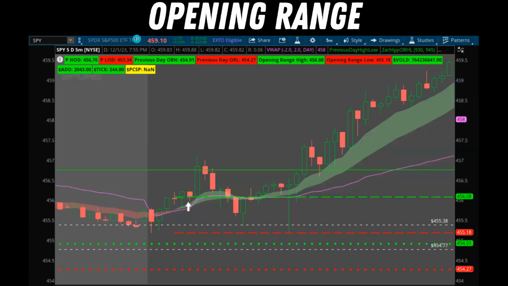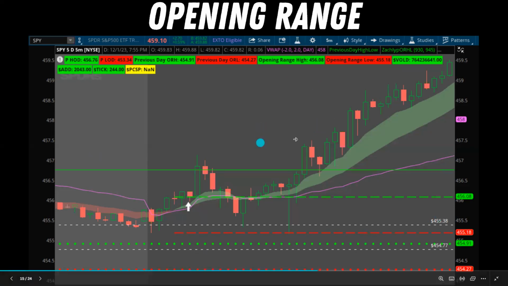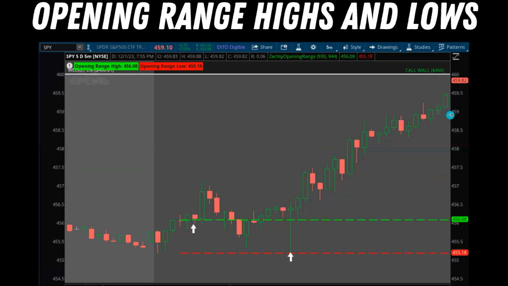Now, let's get into the video and talk about this opening range strategy, as this chart may look a little bit intimidating to the beginner. So as we mentioned, we want to start off here with the opening range highs and lows. And so what is the opening range, right? Well, there's many different ways that people can define it. But typically it tends to be the first 30 minutes of the market open.